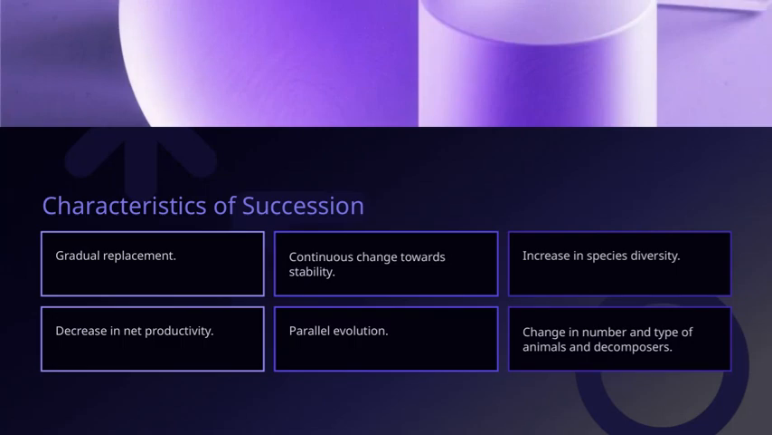As we look at this slide, let's focus on the changes that occur during ecological succession. First, we see the change in the number and types of animals and decomposers. Over time, the variety of species increases, which reflects a richer and more complex ecosystem. This leads us to the concept of increased species diversity, meaning more kinds of plants, animals, and microorganisms are present as succession progresses. Next, we encounter the idea of parallel evolution, where different species evolve similar traits independently, often due to similar environmental pressures. This process highlights how ecosystems can develop in similar ways, even in different locations.